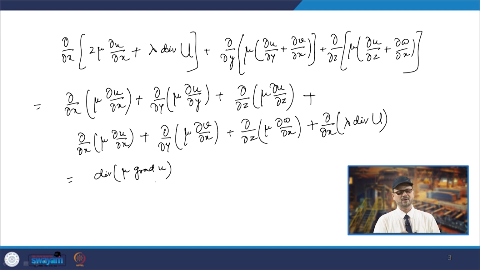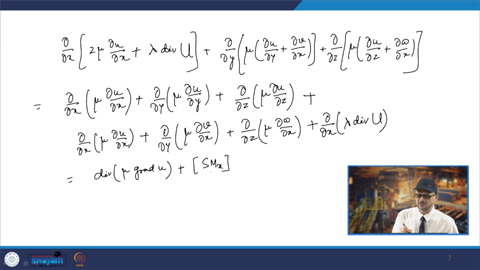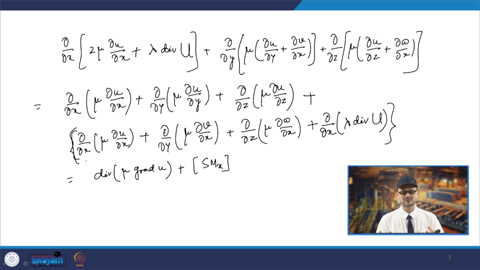So, that will be this term, and then the rest of the terms you can take in the bracket as SMx. That way you have taken these bracketed terms, so this bracketed term is taken into this bracket. So, that is the Navier-Stokes equation in the x direction.